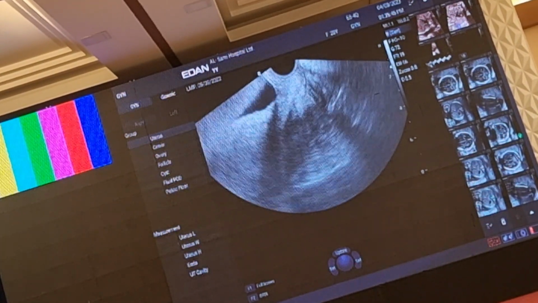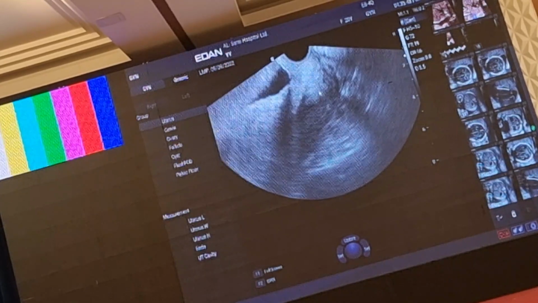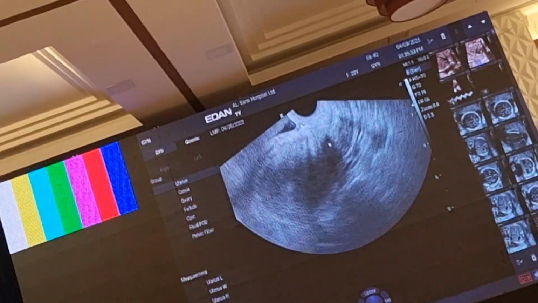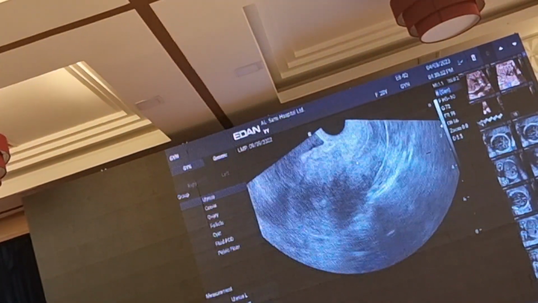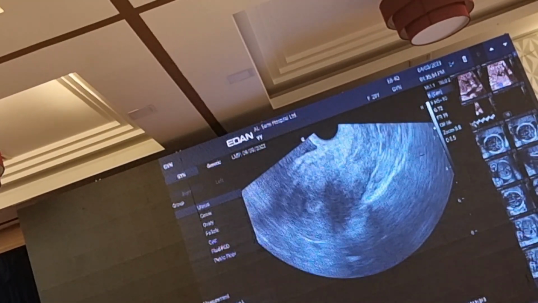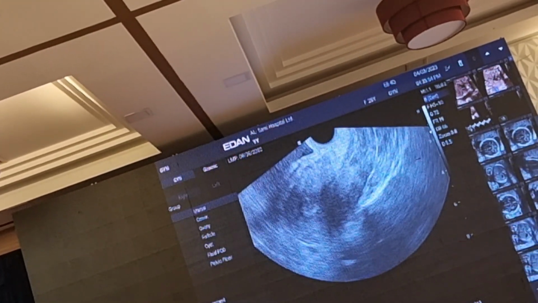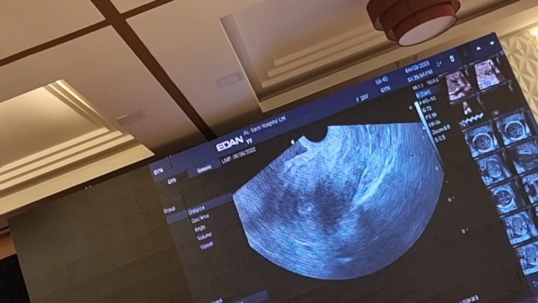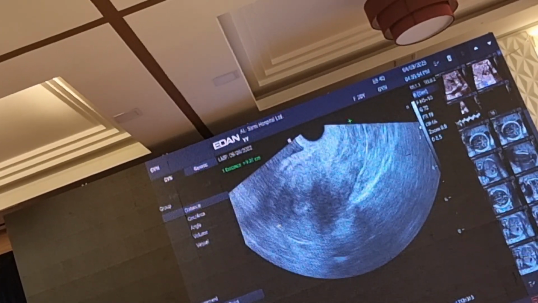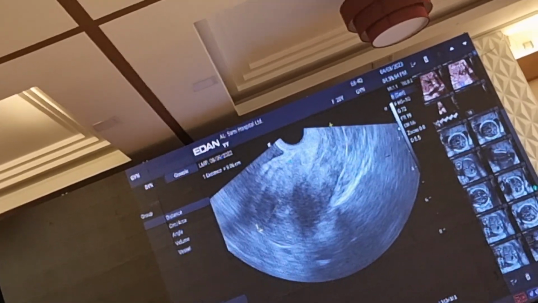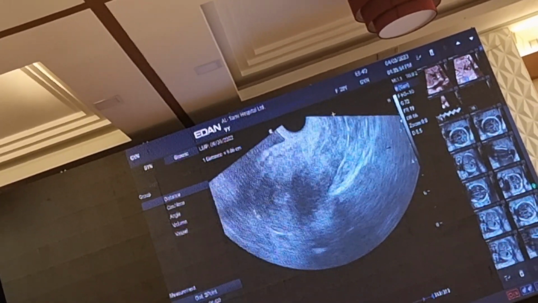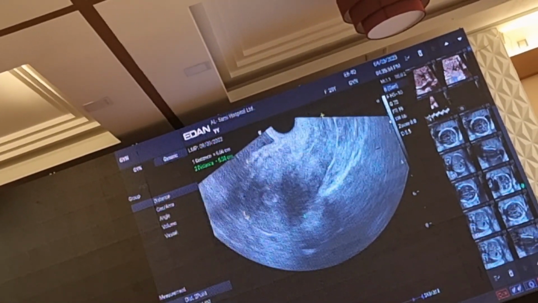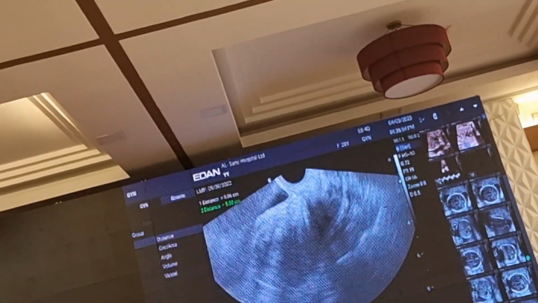So this was the cervix. And as I move gradually in, I'm able to visualize the whole uterus. So we can take the measurements of the uterus over here. That is the longitudinal measurement. Then we can also take the height of the uterus. That is the anterior-posterior measurement.